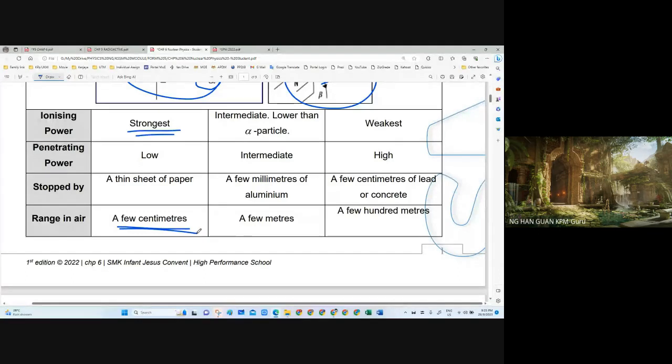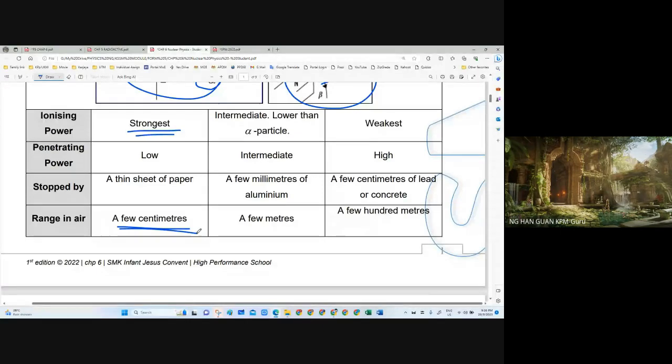It can't travel through a long distance. It can't propagate far. So when the alpha particle is emitted from our radioactive source, you can say that it's not that dangerous because it can only travel a few centimeters. After that, the energy will disappear already, because of the high ionizing power, it will ionize the air molecules.